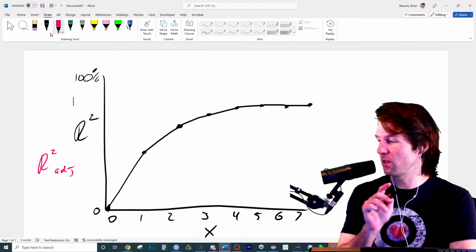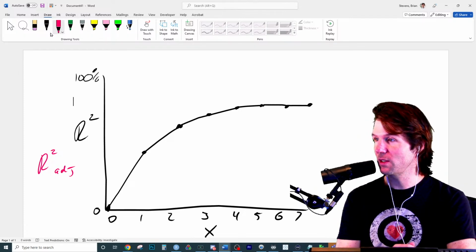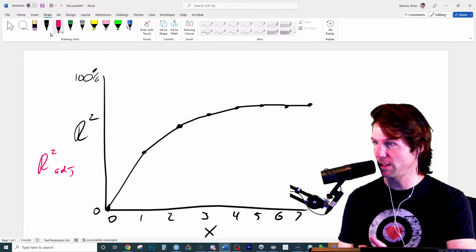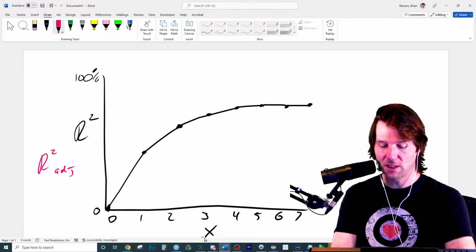R squared adjusted is simply this. R squared adjusted is R squared with a penalty. The penalty is based on how many x's.